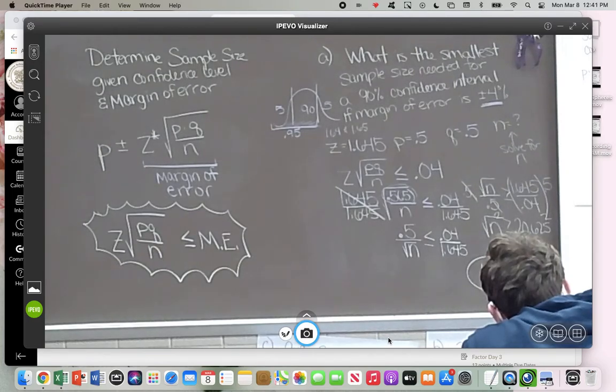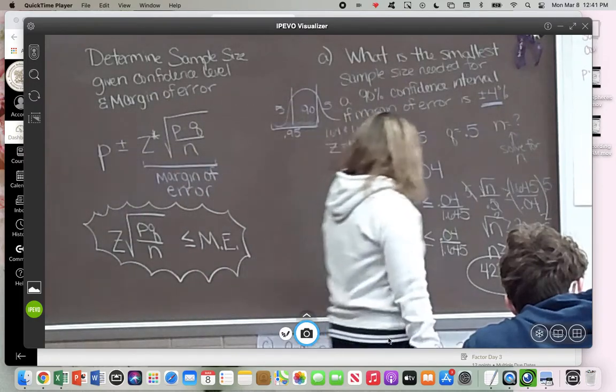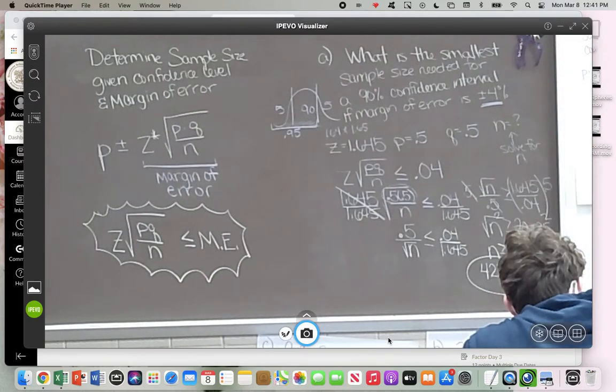When do you flip the sign? Okay, when you flip the fraction, that's when you flip the sign. All right, so we'll do another one. Okay, let's take a look at this one.